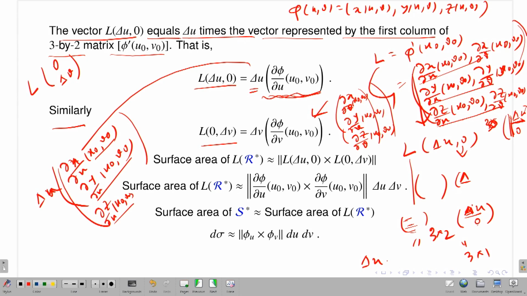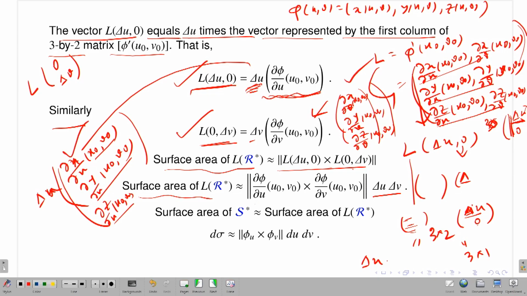Clear? So, now I have the explicit expression of L of del u comma 0, L of 0 comma del v. Now I have two vectors, and you take the cross product. So the surface area of L of A star is nothing but L of del u comma 0 cross product L of 0 comma del b, but I know what each of these is. Since del u and del b are scalars, they come out. So I have two vectors, one is this vector and another is this vector.